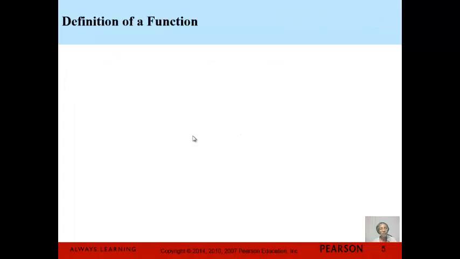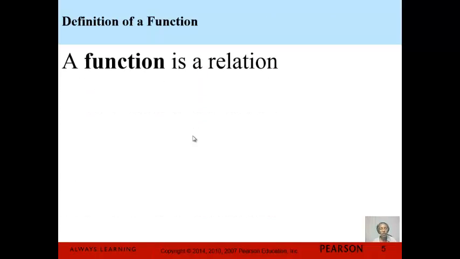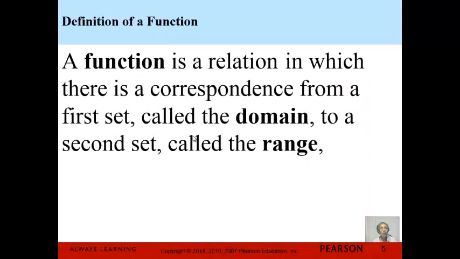So, let's define a function. A function is a relation in which there is a correspondence from a first set called the domain to a second set called the range. So far, we've only defined a relation. Every relation has a correspondence from the domain to the range. But this third portion is what distinguishes a function from a general type of relation.